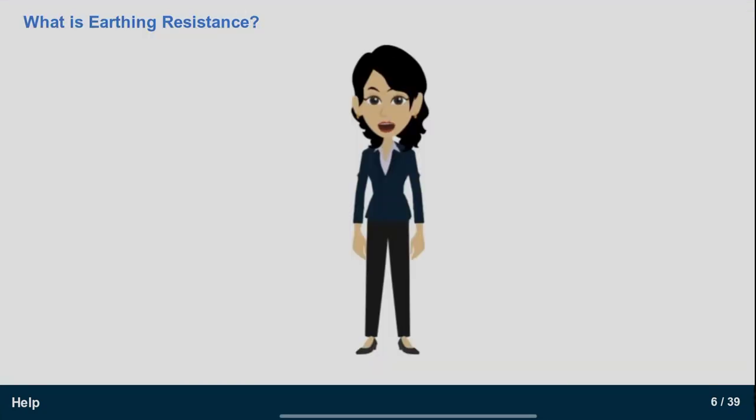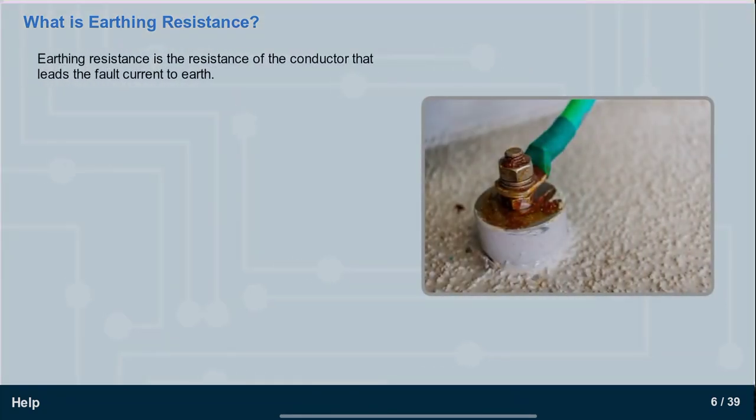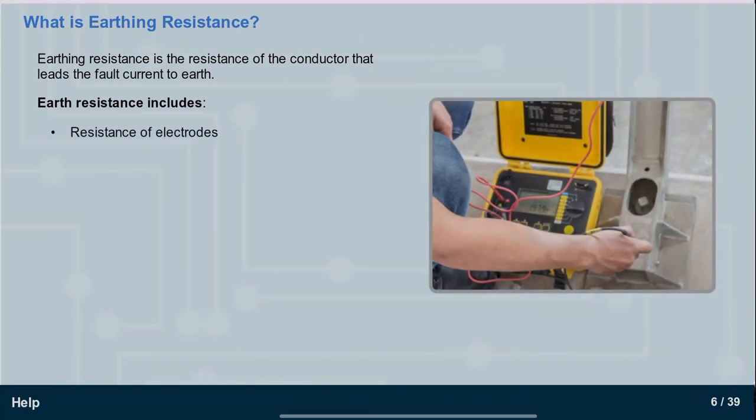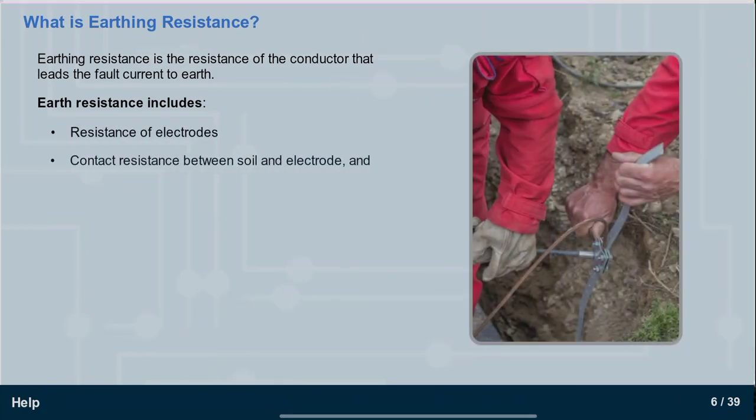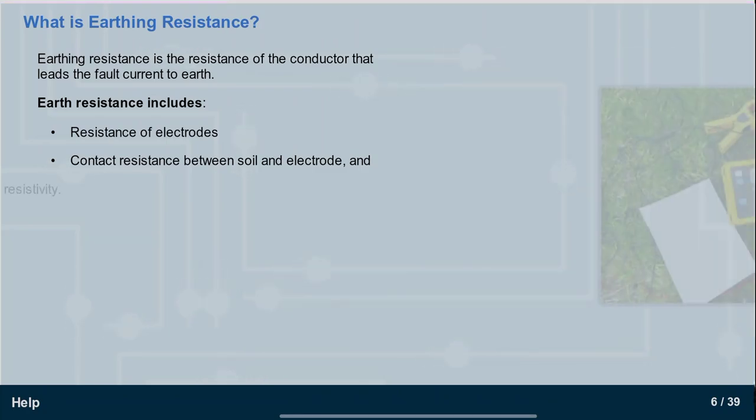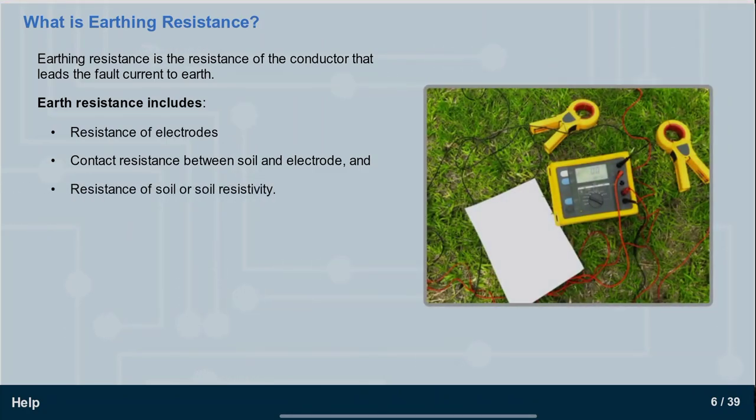Our next topic is about earthing resistance. We have learned about soil resistivity in the previous screen. Now let us see what is earthing resistance all about. As you know, earthing resistance is the resistance of the conductor that leads the fault current to earth. Earth resistance includes resistance of electrodes, contact resistance between soil and electrode, and resistance of soil or soil resistivity.